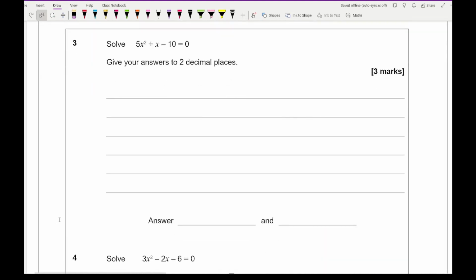Going on to question 3, it says solve 5x squared plus x minus 10 equals 0. Give your answer to 2 decimal places. So again, making sure it's equal to 0, which this is. So a equals 5, b equals 1, and c equals minus 10.